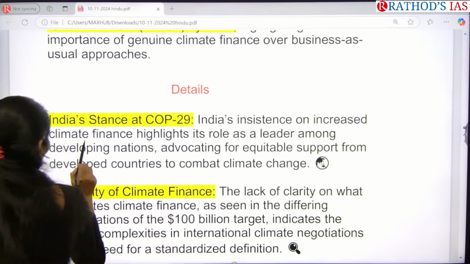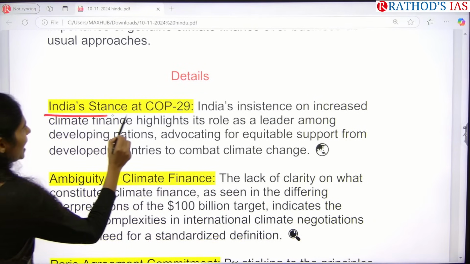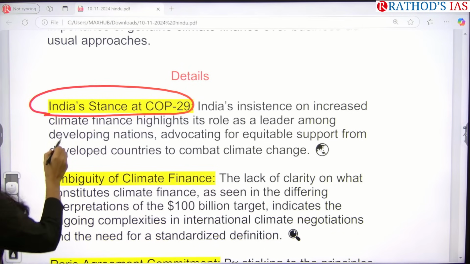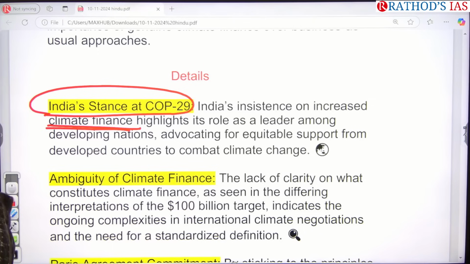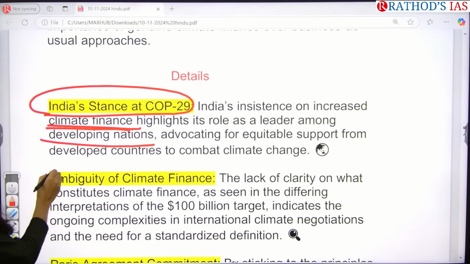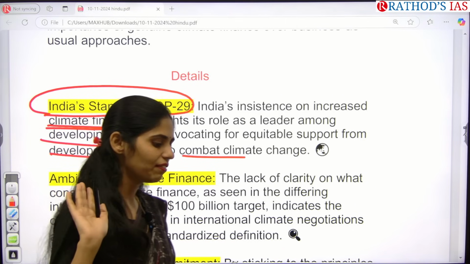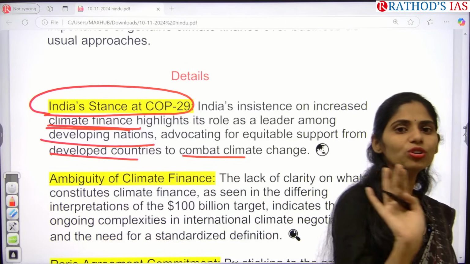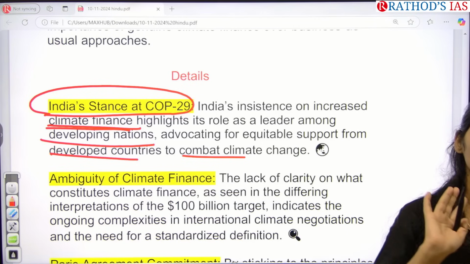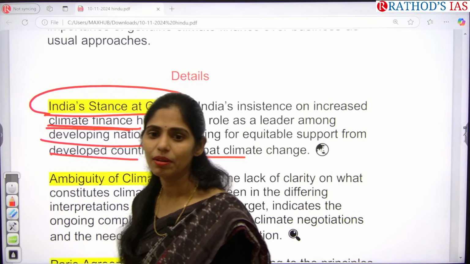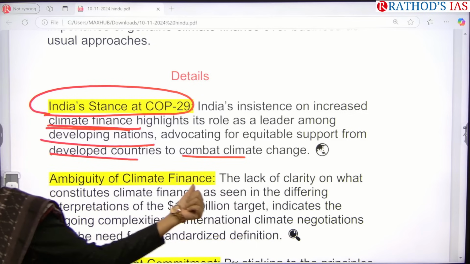Okay, so the first point said here is India stands at COP29. India is focusing on increased climate finance, and India is playing as a leader of the Global South among developing nations, advocating equitable support from developed countries to combat climate change. Actually in the Paris Agreement itself, developed countries agreed that they are going to transfer technology and give finance, like $100 billion every year, for developing countries as well as least developed countries to combat climate change.